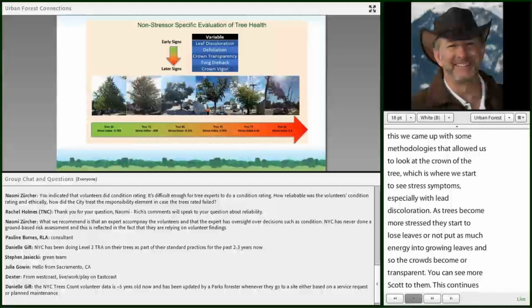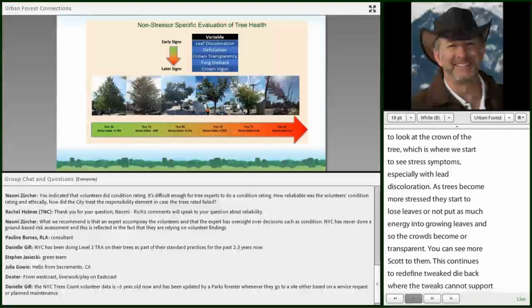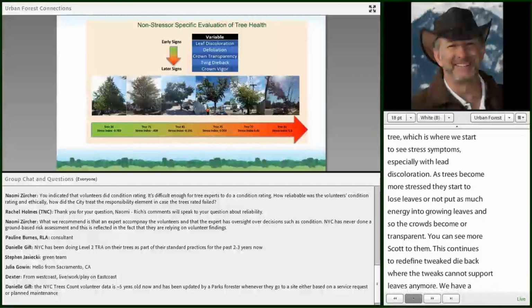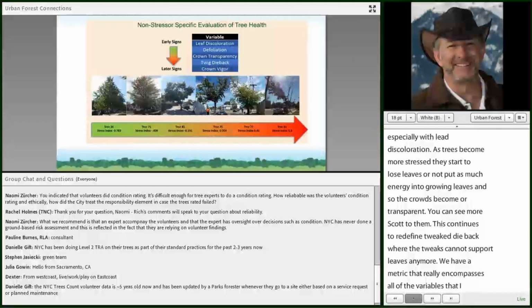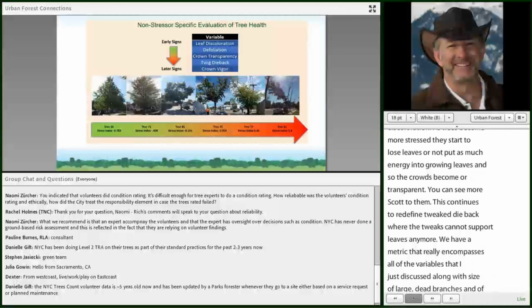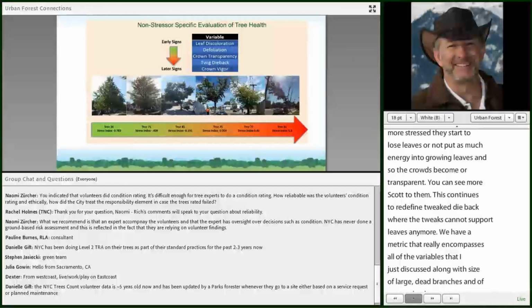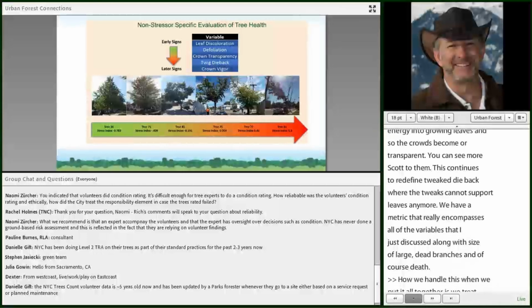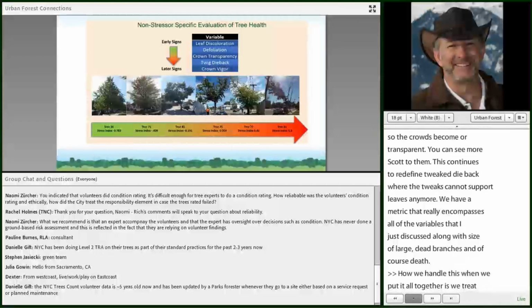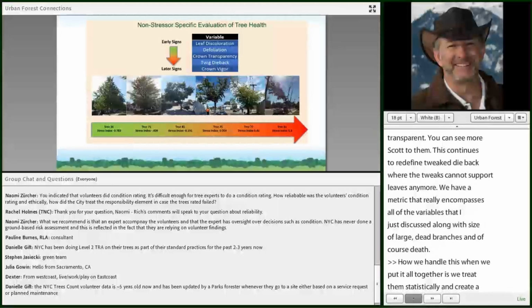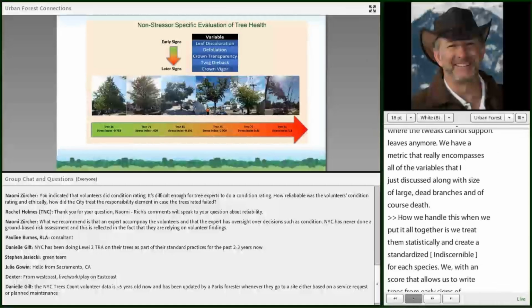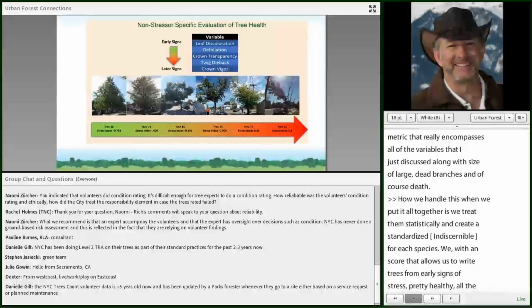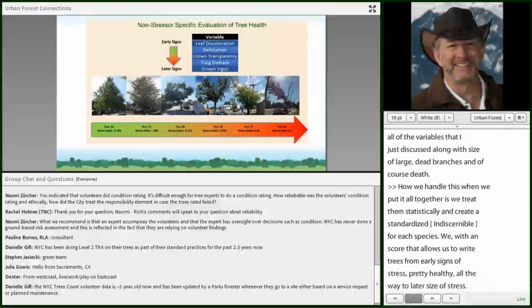And then we have a metric we call crown vigor that really encompasses all of the variables I just discussed, along with signs of large dead branches and then, of course, death. How we handle these metrics when we put them all together is that we treat them statistically and create a Z-score to standardize these for each species. Then we come up with an average score, which allows us to rank trees in a way that you see on the bottom of this figure, from early signs of stress, pretty healthy, all the way to some later signs of stress. These are all based upon ocular estimates and are really designed to be easy to use.